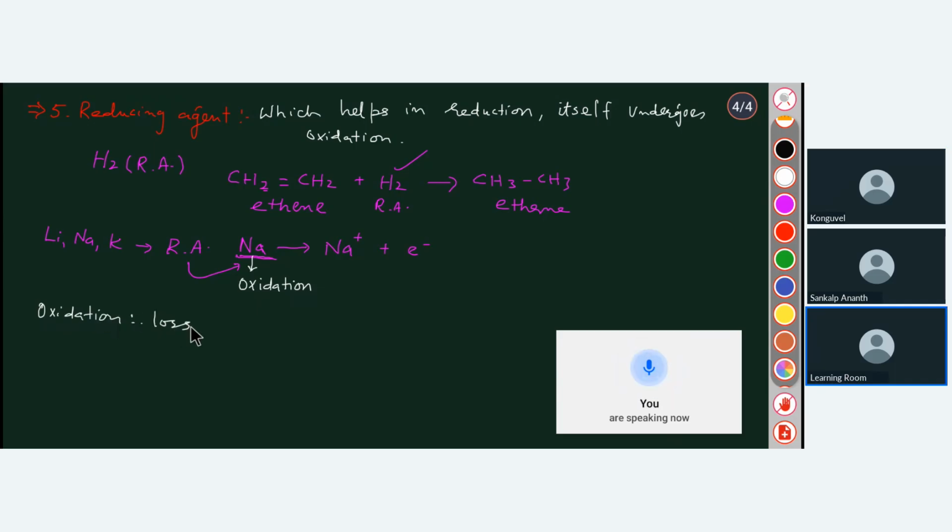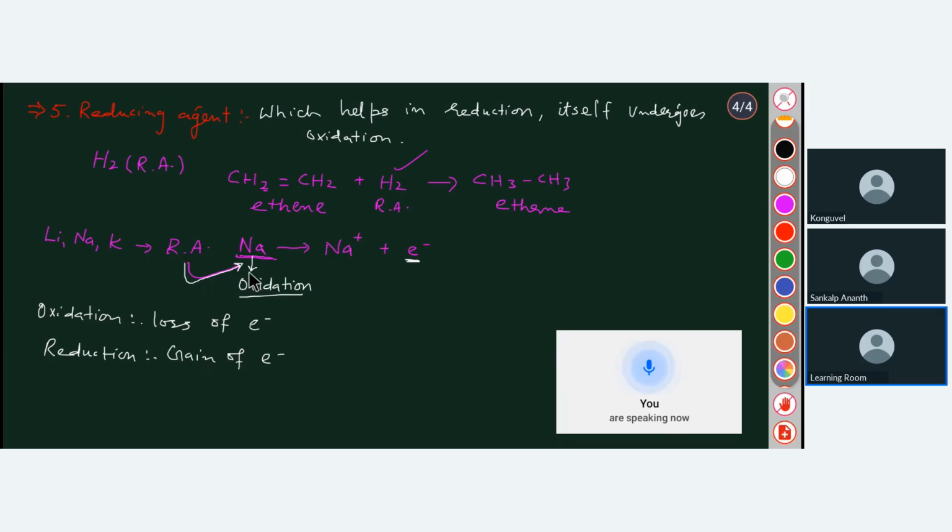Oxidation means loss of electron and reduction means gain of electron. So can you tell me, sodium has lost one electron, so what has it undergone? Reduction? No, it has undergone oxidation because it has lost one electron. So when it has undergone oxidation, it will act as a reducing agent. It is just the opposite: if any element undergoes oxidation, that means it will act as a reducing agent.